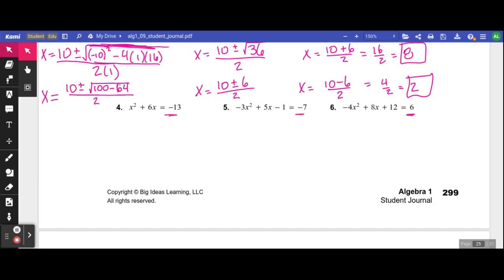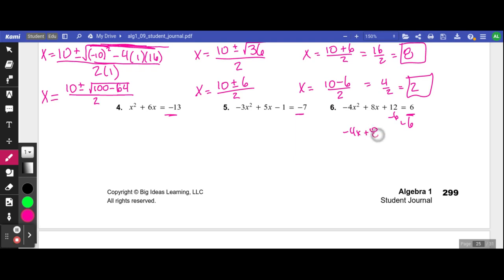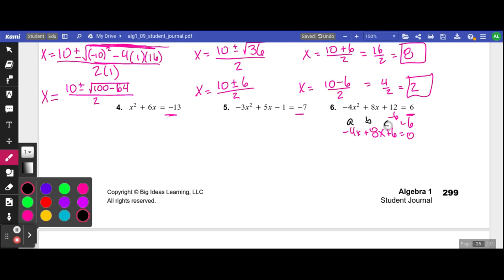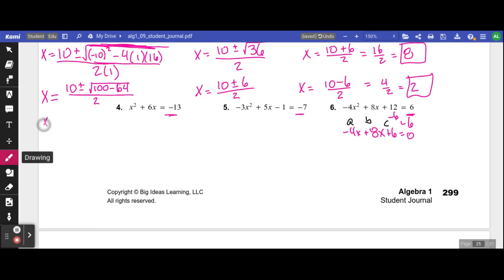We can subtract that 6 from each side. I get negative 4x squared plus 8x plus 6 equal to 0. Now I have my A, B, and C, and I can go ahead and plug that in. I'm going to go way over here, so I have plenty of room. Got my negative B plus or minus the square root of B squared minus 4AC all over 2A.